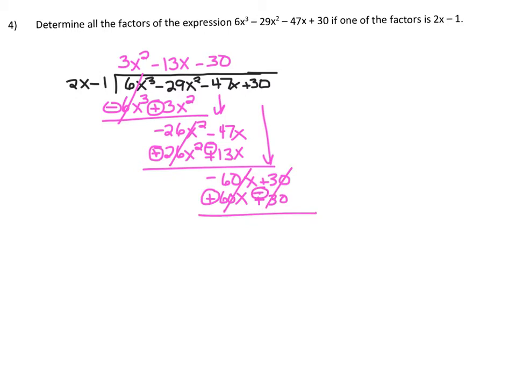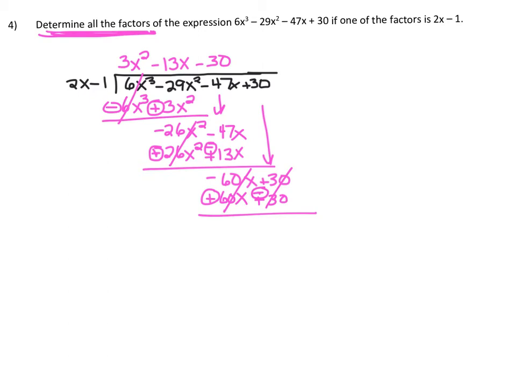Now we're not done because it said determine all the factors, okay? So we know that 2x minus 1 is one of the factors. But aren't factors what multiplies together to give us this original expression? So if we did this original expression divided by 2x minus 1, and this was the quotient, this was our answer, wouldn't that mean if I multiplied this trinomial times this binomial, it would give me this original polynomial that we had? So basically, this is one factor, and this is another factor.